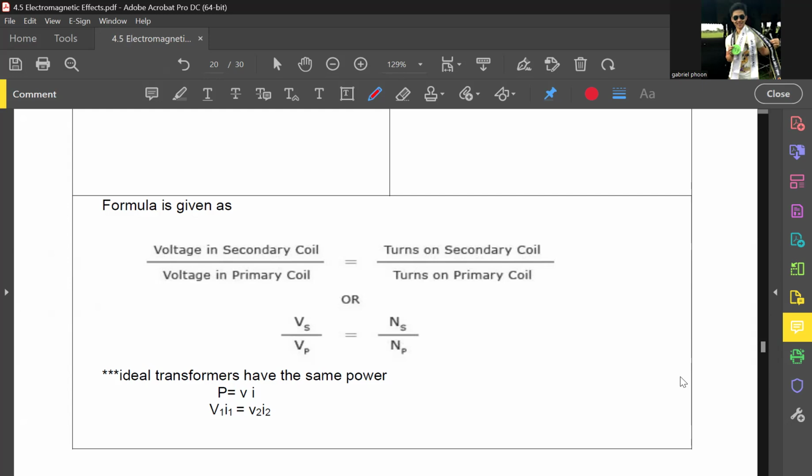So we need to find the ratio first, right? Then we use the ratio to multiply. Since it's like this, the ratio, there should be more voltage than turns, right? So we get the correct 7,500 volts. Let's go. Step up transformer.